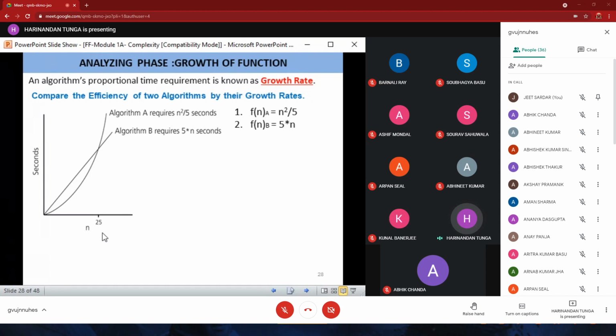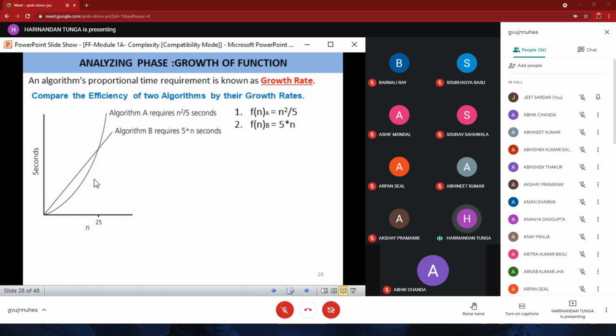So these two growth functions are plotted in the graph. One is linear, a straight line that passes through the origin. Another is a parabolic graph. From these two growth functions, f_A(n) equal to n square by 5 is the parabolic graph. The other has no constant, only 5n. It is a straight line which passes through the origin.